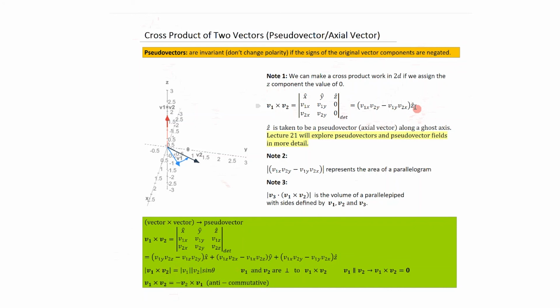The only way that can be is if we decide to give this a new label, and I call this a ghost axis, which happens to be pointing in the z hat direction, but because z hat doesn't exist, I'm going to call it J, and I'll put it in bold, so that it is represented as a pseudovector. So the J symbol in vector notation form is a pseudovector, and it's pointing out of the plane, which of course in 2D doesn't exist. That's why we call it imaginary. We're going to look at this in more detail in lecture 21.